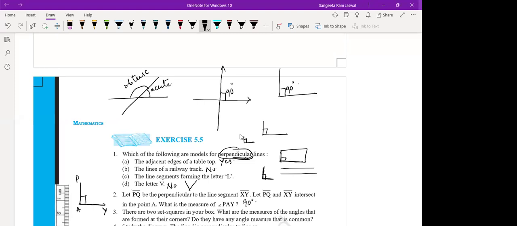Ma'am, I didn't understand, ma'am. Can you explain it again? See, when two lines intersect and they make an angle of 90 degrees between them, then we call them perpendicular lines. Okay, Adya? Understood this much? When two lines intersect and they make a 90 degree angle between them, that's a perpendicular line. Okay, that's it.